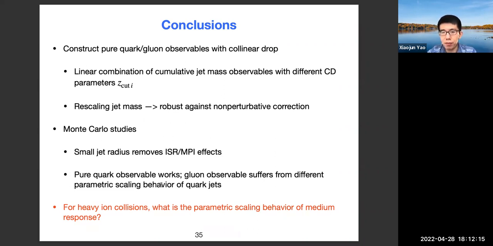It suffers from a different parametric scaling of the quark jet distribution, which hopefully will be solved in the future. But for heavy ion collisions, it's less clear that these observables will work because the parametric scaling of the jet mass distributions will be contaminated by the medium responses or the medium induced radiations. And this should also be explored in the future.